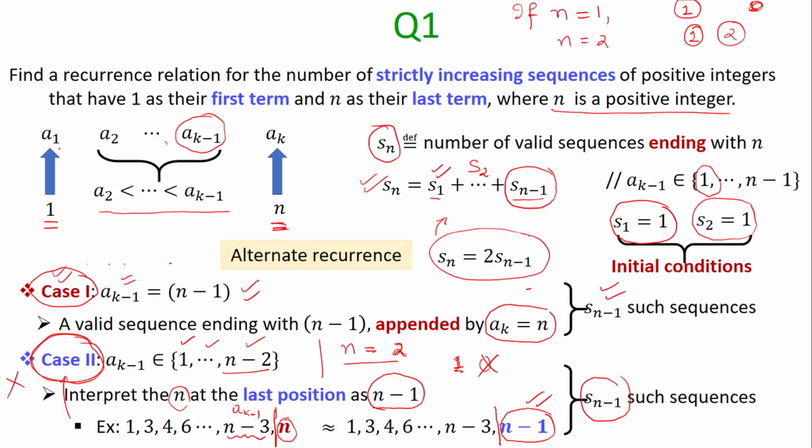It's only from n equal to 3 onwards that your category 2 of strictly increasing sequences appears, right? And that's why we have two initial conditions needed.